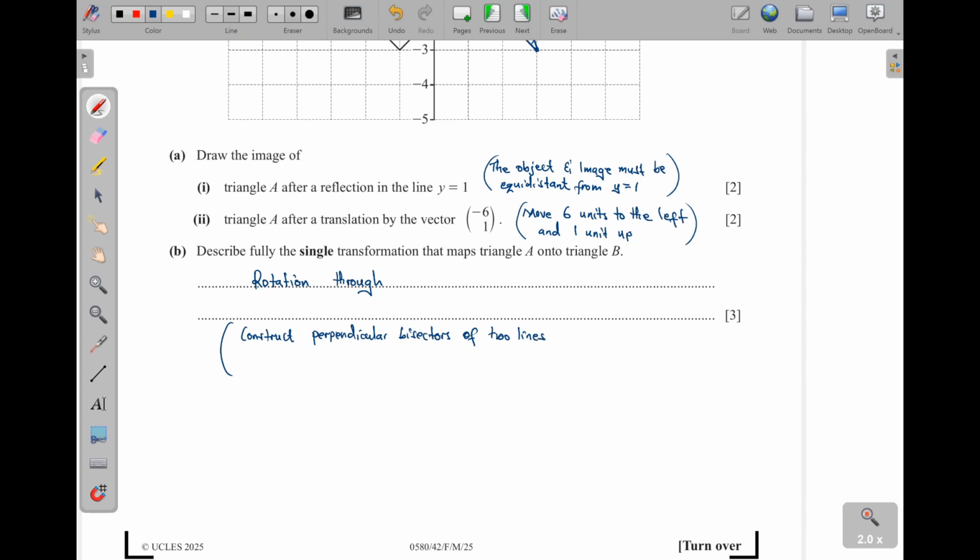Construct perpendicular bisectors of 2 lines joining object points to their corresponding image points. Where they meet is the center of rotation.